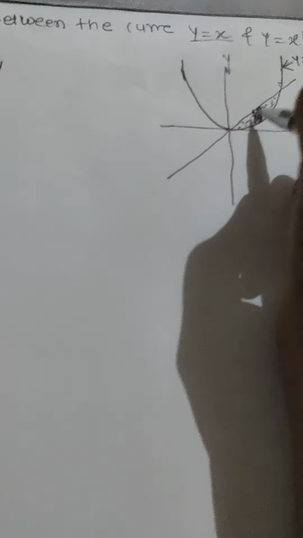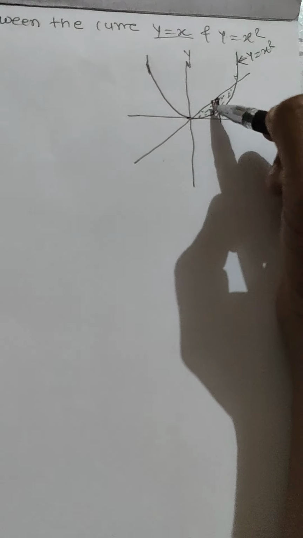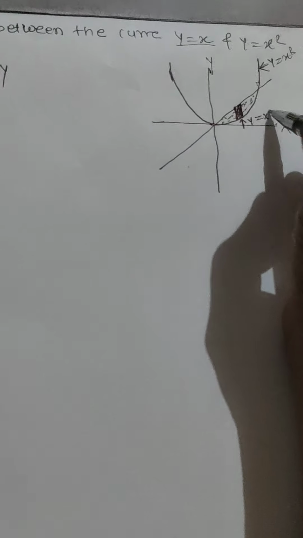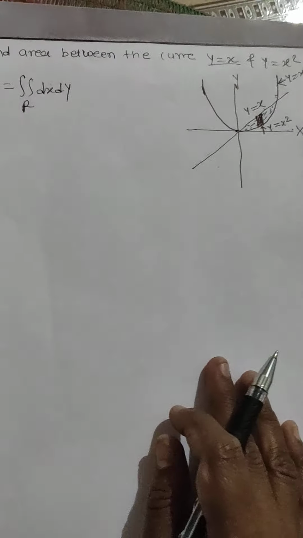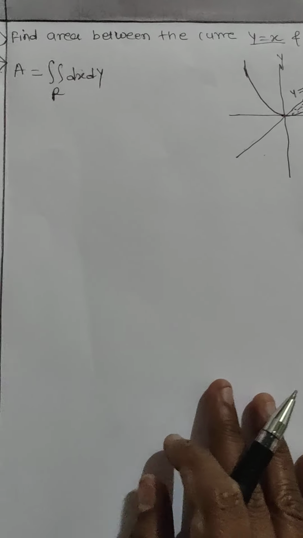See, this is the starting point, and this point lies on this curve. The strip is parallel to the y-axis, so we have to find the limit points of y in variable form. Here y equal to x square is one curve and y equal to x is the other equation. So these are the limit points of y. But how to find the limit points of x? We have to find the points of intersection.